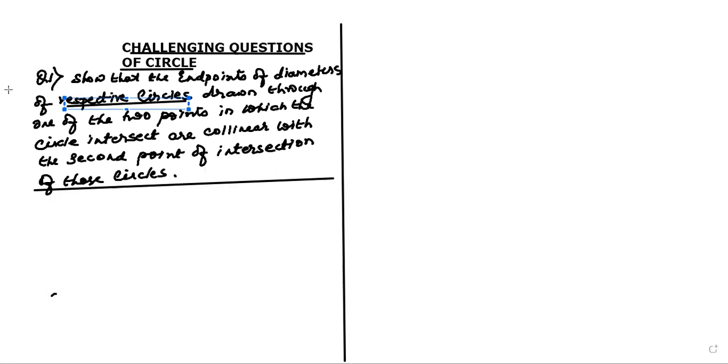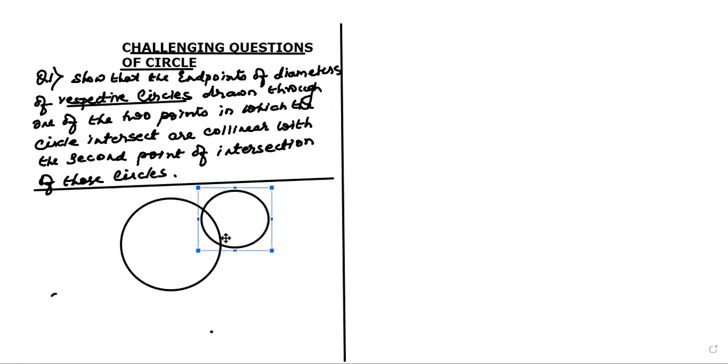I repeat, children, there are two circles, one circle and the other circle. These two circles are intersecting with each other, and you can see these are the points of intersection, A and B.